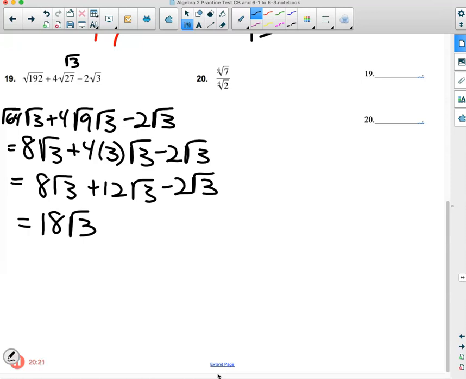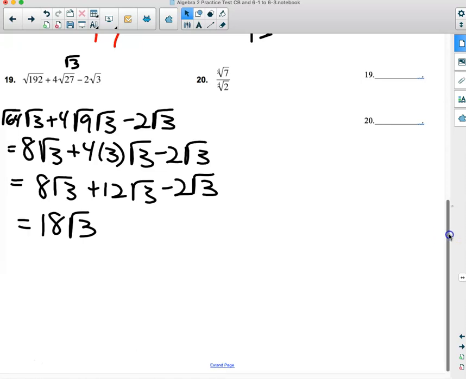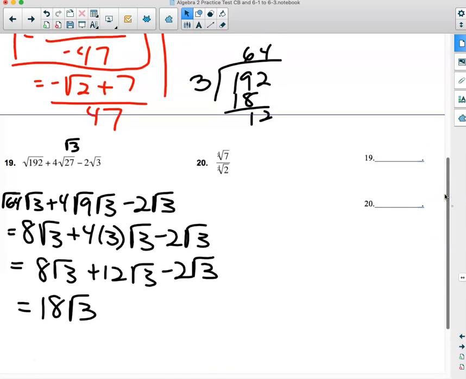So like I said, use the educated cheat. We know we can't put these together unless they all have a square root of 3 in them. Use that to your advantage. 20. People overthink this problem every year. Every year.